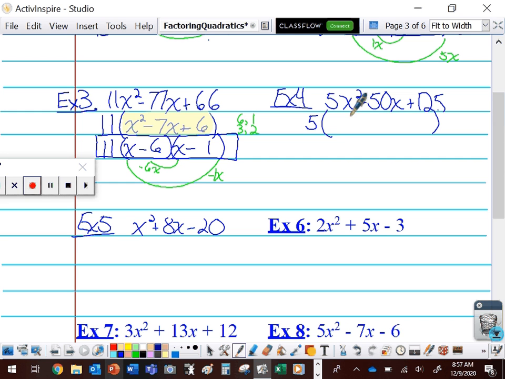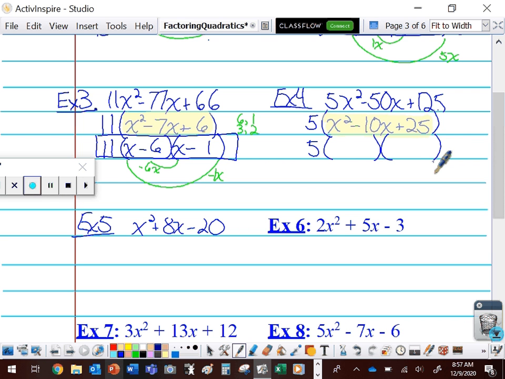5x squared divided by 5 is just x squared. Minus 50x divided by 5 is minus 10x. And plus 125 divided by 5 is plus 25. All right, now this is looking a whole lot better. Now I leave that 5 out front, but I'm going to factor what's inside those parentheses. So I write down the 5, open up two sets of parentheses, and get to it.